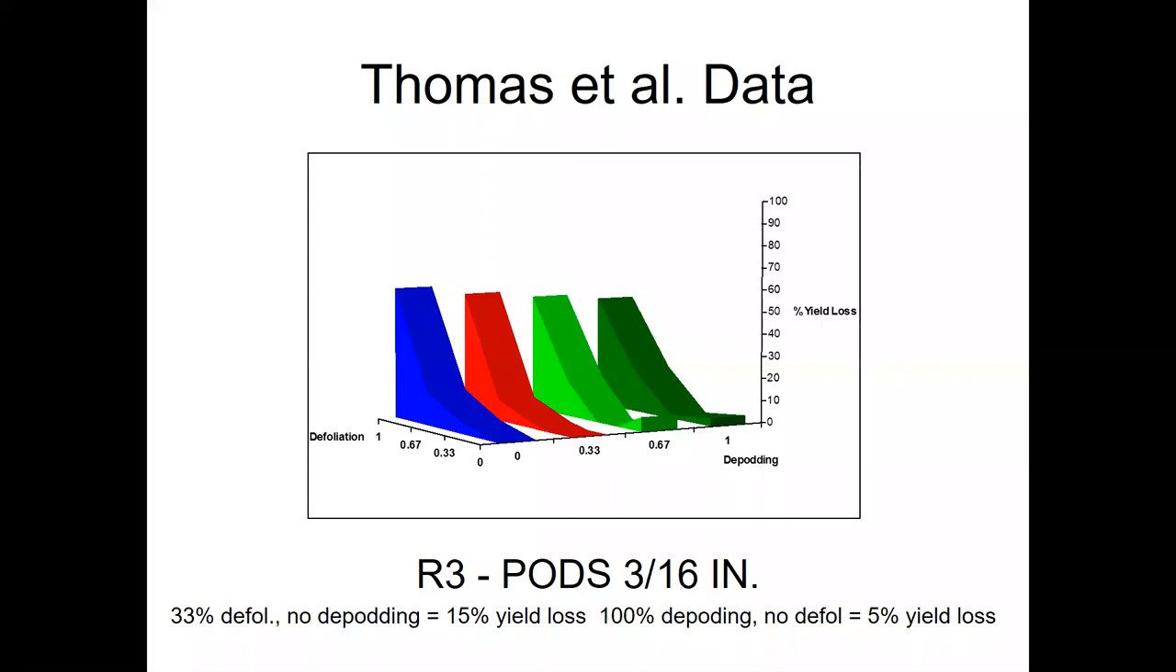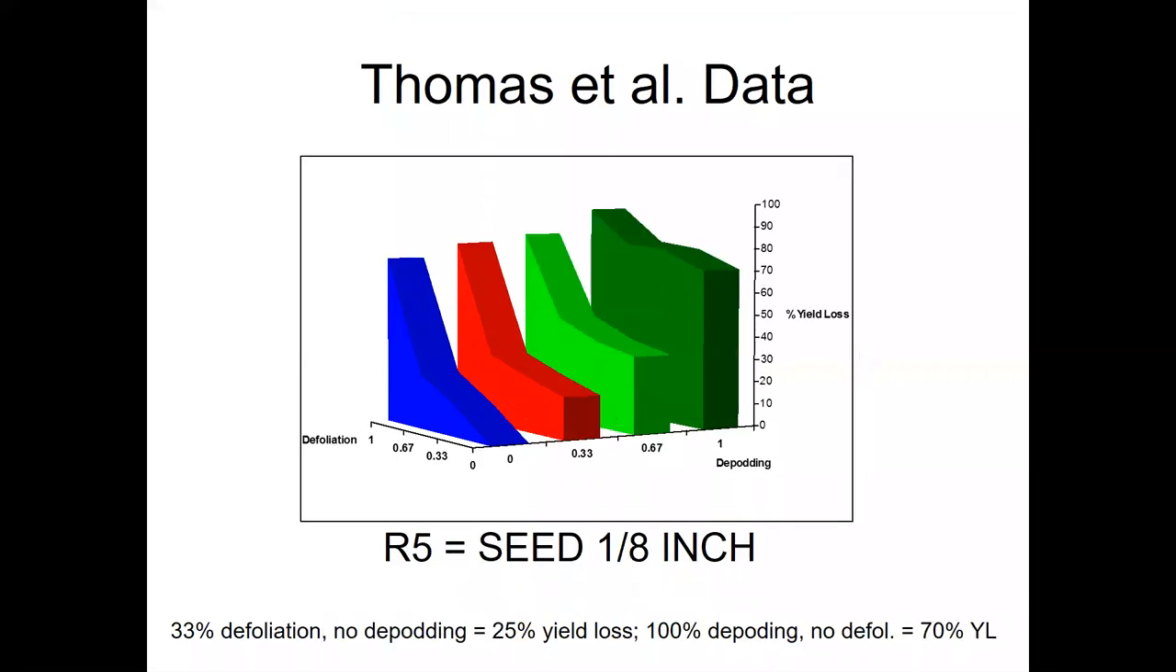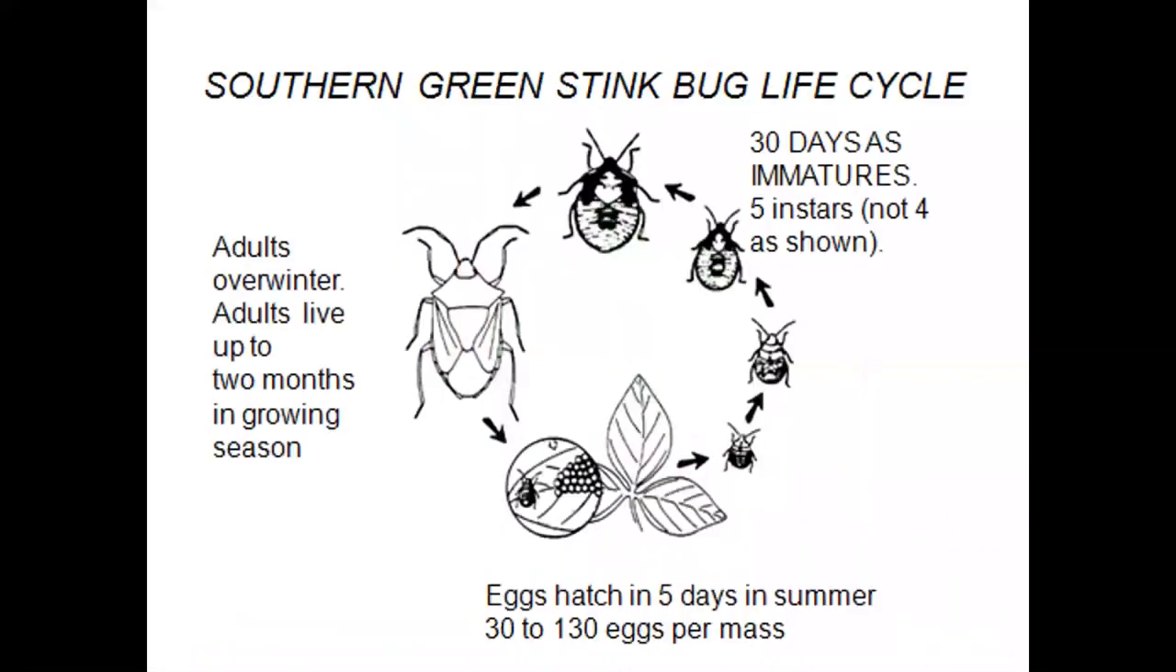With 100% depodding and no defoliation, we had a 5% yield loss when pods were in the R3 stage of development. If we go to the R5 stage of development, the same levels of defoliation and depodding caused more damage. With 33% defoliation and no depodding, we get 25% yield loss. With 100% depodding and no defoliation, we get a 70% yield loss.